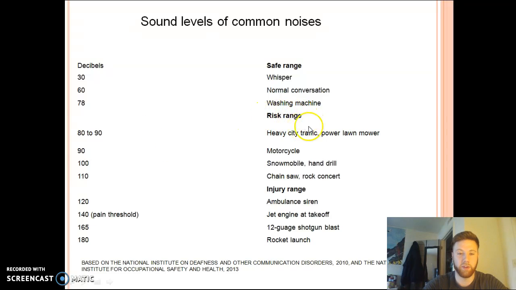And then you have your risk range, so anywhere from 80 to 110 decibels, and these are things that are loud, like heavy traffic, a motorcycle, again a rock concert. And then you have your injury range, which is anything from 120 to 180 decibels, and this is things like an ambulance, sirens, a jet engine takeoff, or even a rocket launch. So definitely don't want to sit around a rocket launch for too long.